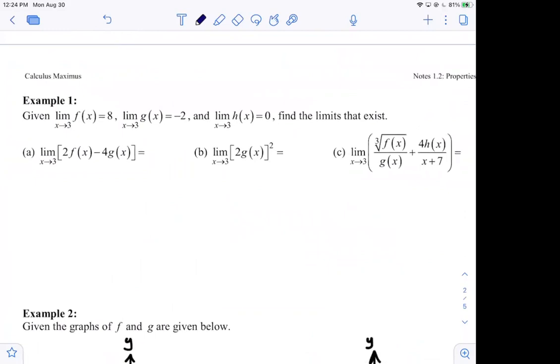We've got example 1. Given that the general limit as x approaches 3 of some function f of x is 8. And then for some other function g of x, as we approach 3 from both sides, we're approaching -2. And a third function, h of x, as we approach the same x value of 3, we're approaching 0. These functions may or may not be continuous, but all we know is that for each of these 3 functions at 3, at least the roads are lining up at 8, -2, and 0. Look at the types of questions we can then answer.